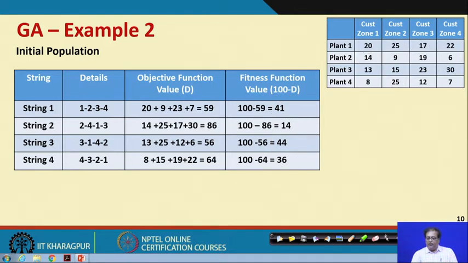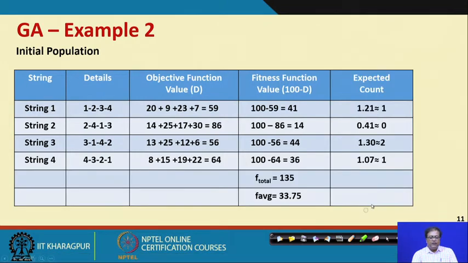Having obtained that, now let us see what we get. This is our strings, this is the objective function, these are the fitness function, then we get the f total and f average. If I divide f total by f average, and multiply by 4, we get the expected counts. So, we got some expected counts for the initial population.